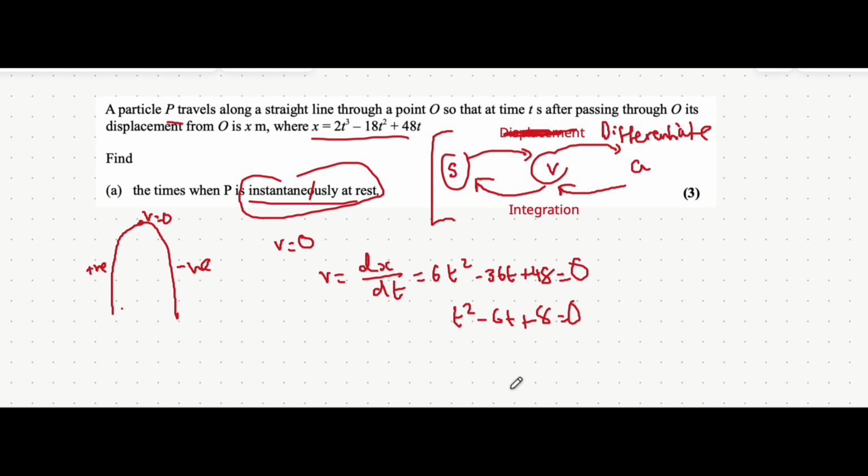Sorry, I'm realizing I'm talking too quickly. But once you reach this stage here, you can actually factorize. So it's (t minus 4)(t minus 2) equals 0. And then you can just solve to get t equals 4 and t equals 2 are the two times when particle P is instantaneously at rest.